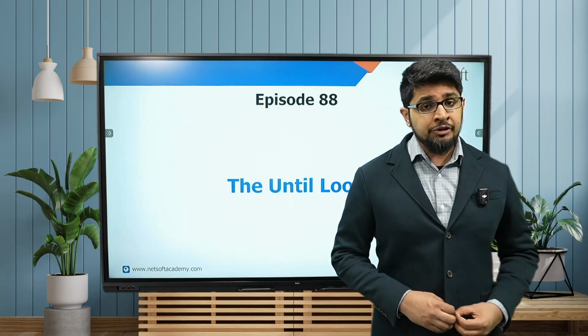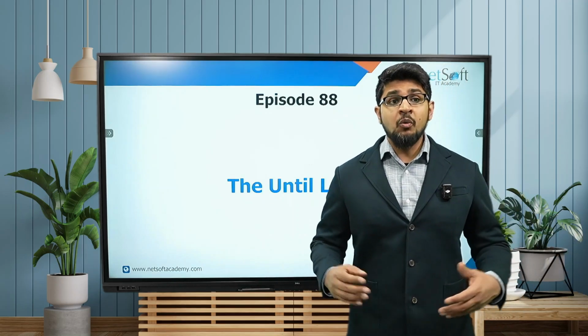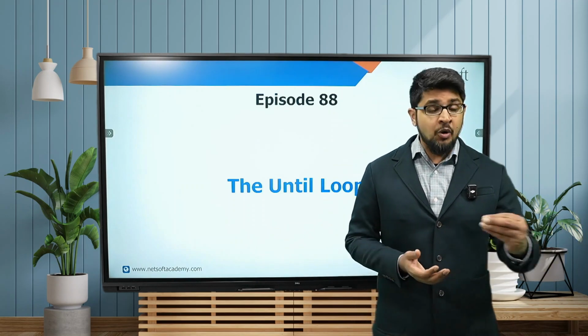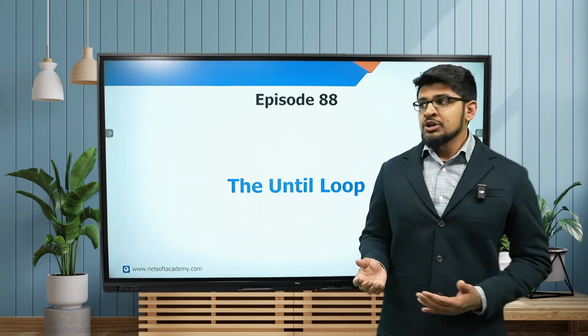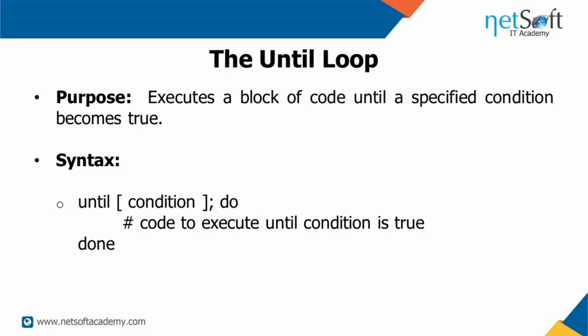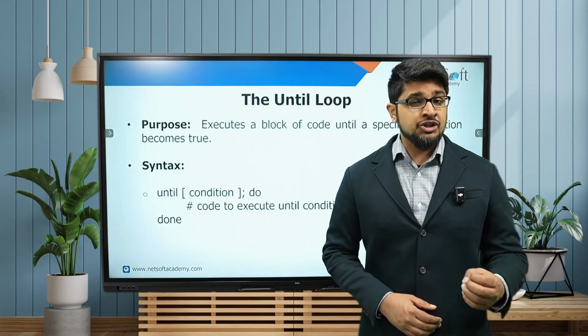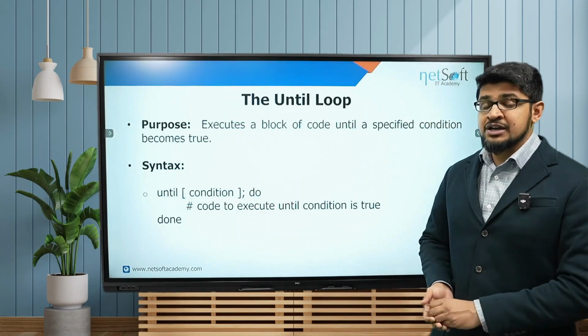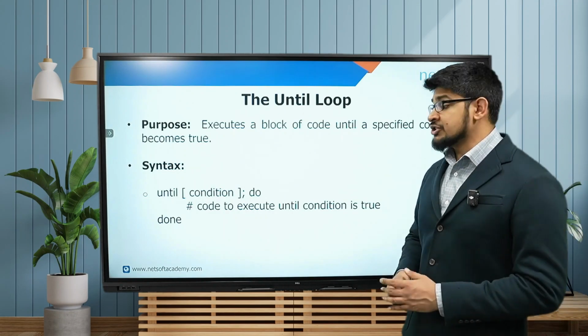A while loop, on the other hand, will execute a piece of code while a condition is true. And when it becomes false, the loop will break. Whereas in the until loop, when the condition becomes true, then the loop will break. So very similar, but really the opposite based on the conditional check that you're doing. A while loop is looking for a condition to be false, whereas the until loop is looking for a condition to resolve as true.